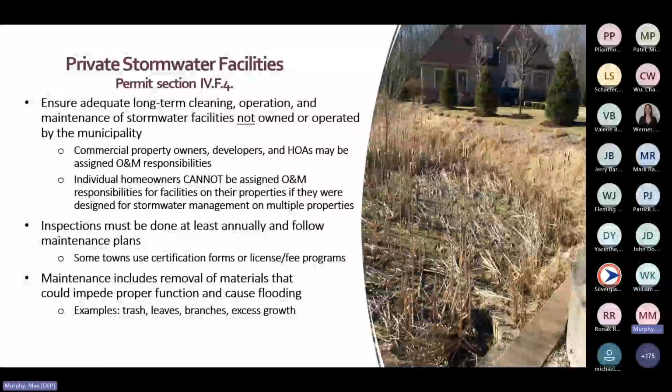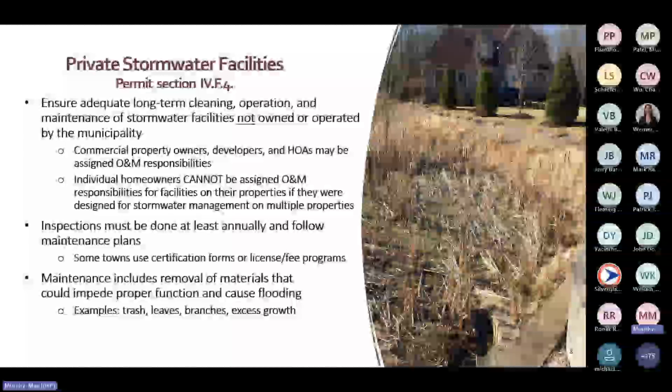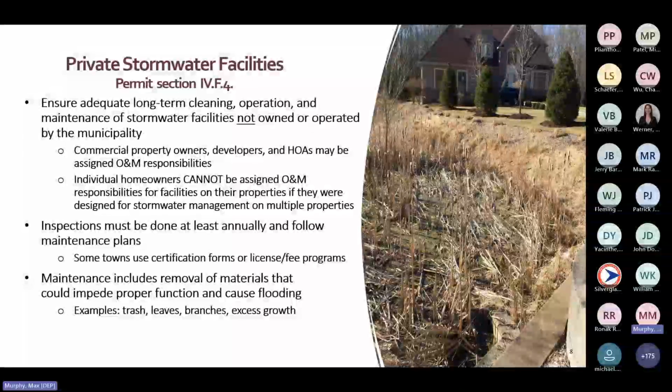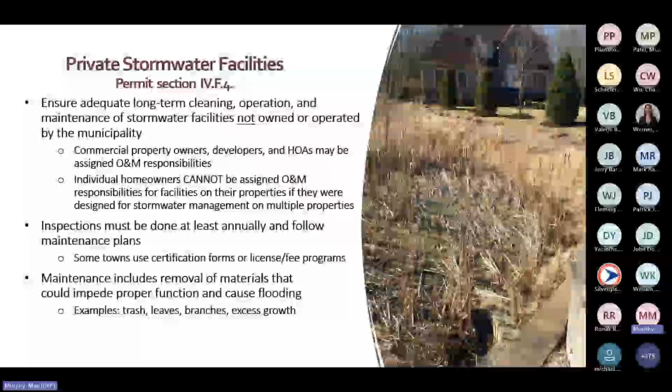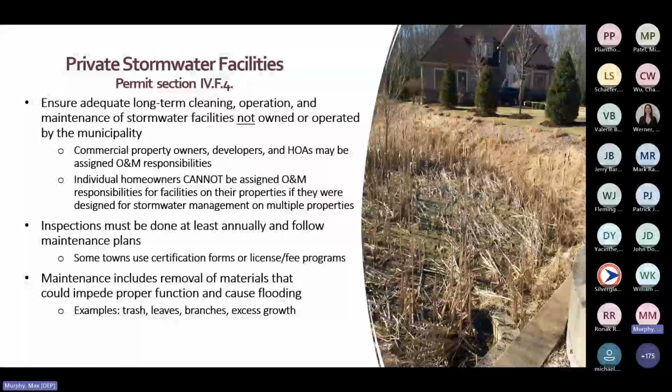Private facility owners and operators are responsible for providing documentation to the permittee that the stormwater facilities on their property are inspected annually and maintained according to approved maintenance plans. If there is not an approved maintenance plan, the permittees can prepare a retroactive maintenance plan for certain infrastructure or inspect at least 4 times annually and after each rainfall of an inch or more.